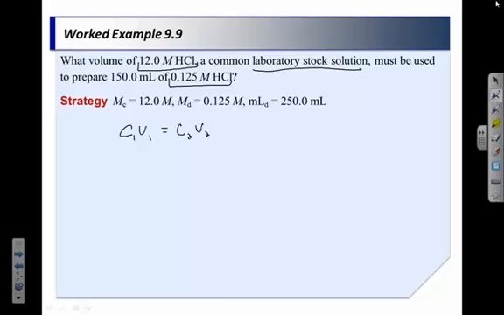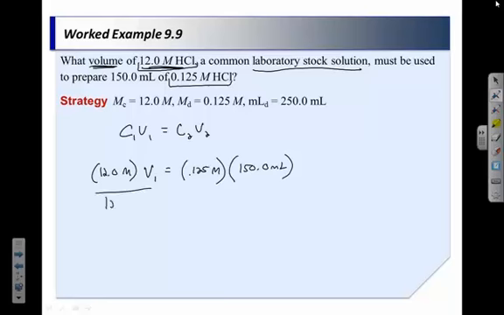I want to know what volume of this initial concentration I need, so I'm solving for V1. The initial concentration is 12.0 moles per liter. The final concentration I want is 0.125 moles per liter. And the final volume I want is 150 milliliters.